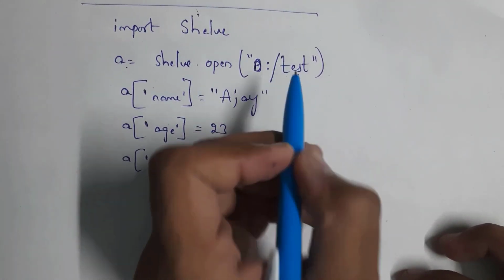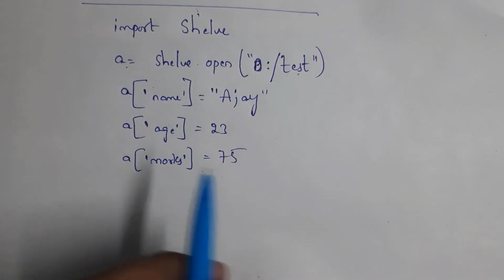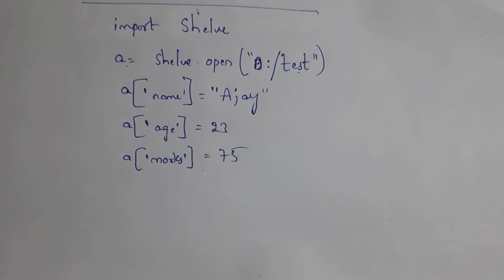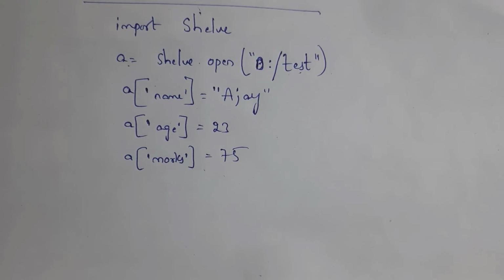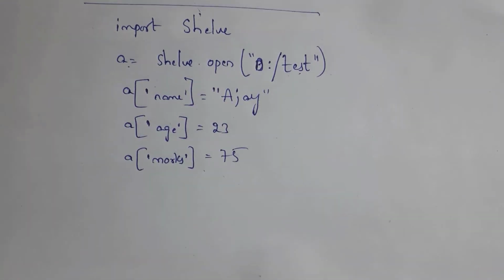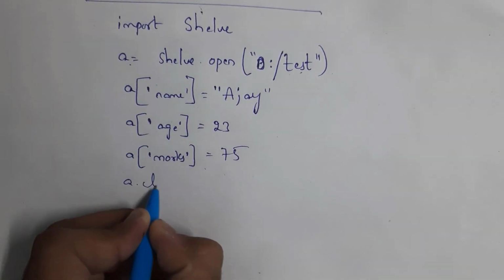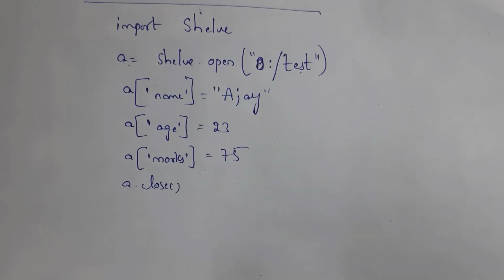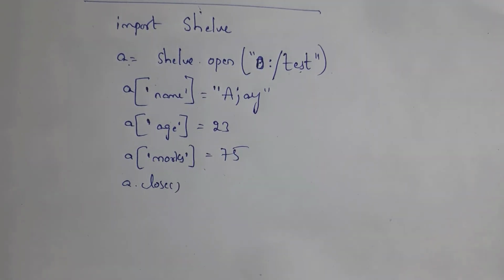Now inside this database I want to show dictionary. I want to show dictionaries like name Ajay, age 23 and marks 75. And my database is present in object A. So write here a of name equal to Ajay, and similarly a of age equal to 23 and a of marks equal to 75. After performing this operation, at last we need to close our database. My database is present in object A, so just write here a.close. Whenever you run this code, it will create database with name test, and it will add dictionary name Ajay, age 23 and marks 75 inside my database. And at last we need to close our database by using a.close.